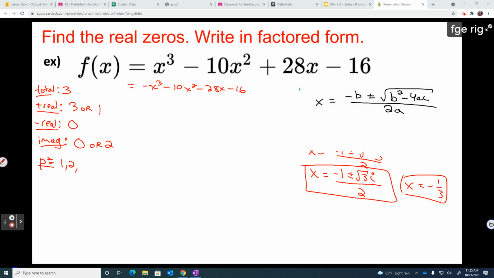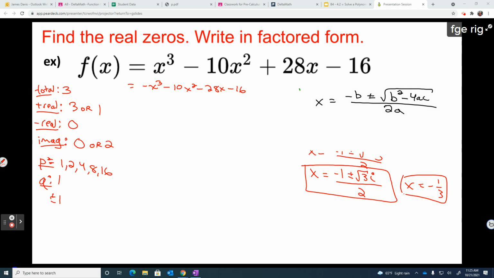1, 2, 4, 8, 16. Very good. 1 and 16, 2 and 8, and 4 and 4. And the q is 1. So that's going to make it a little bit easier. And it's just going to be all of these 1 over 1, 2 over 1, 4 over 1.